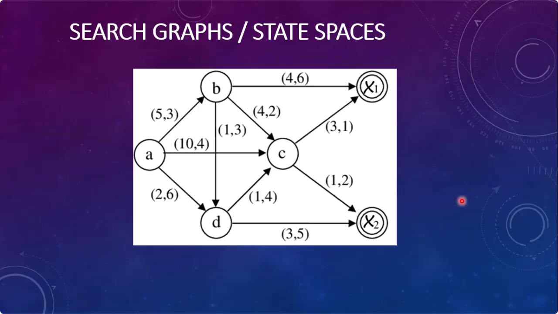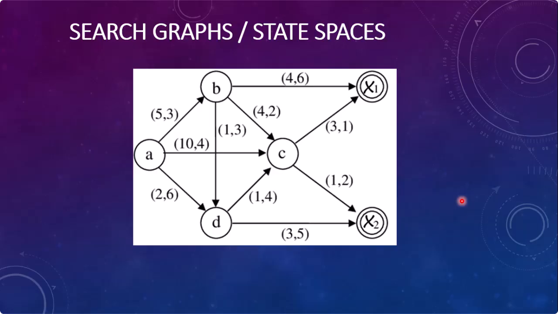If you are interested in cost, you add the second numbers. So going from A via B to X1, the cost is 3 plus 6, which is 9,000 naira if it's in thousands. Going from A to X1 via C, the cost is 4 plus 1, which is 5,000 naira. Then going from A to D to C to X1, the cost is 6 plus 4 plus 1, which is 11,000 naira. So that is how the search graph and state spaces work.